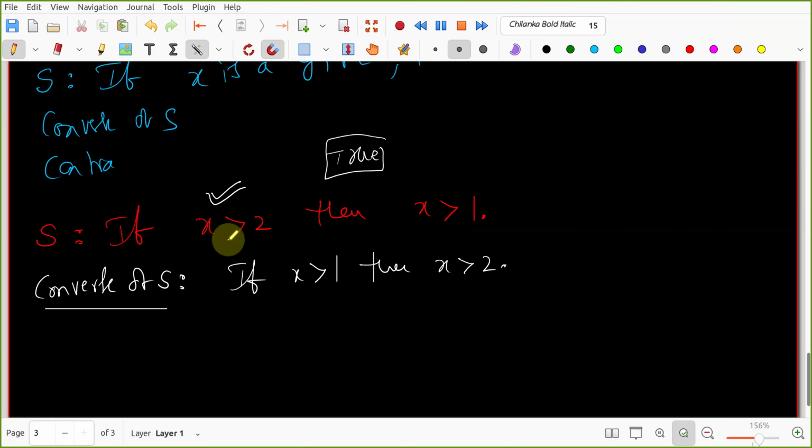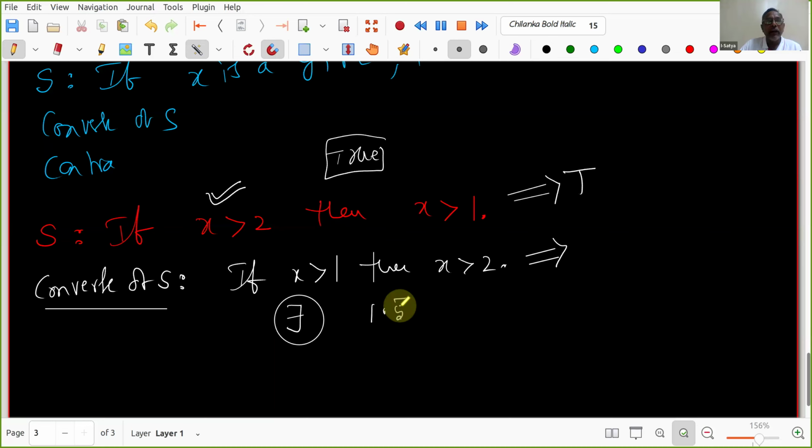Can you give me one? One can find some number, for example, there exists 1.5 which is greater than 1 but less than 2. Wonderful. One can find a number 1.5 greater than 1 but not greater than 2. So this need not be true. We are saying that it need not be true.